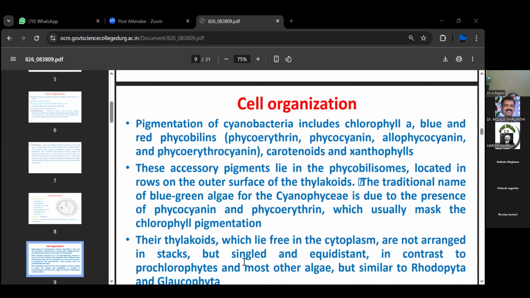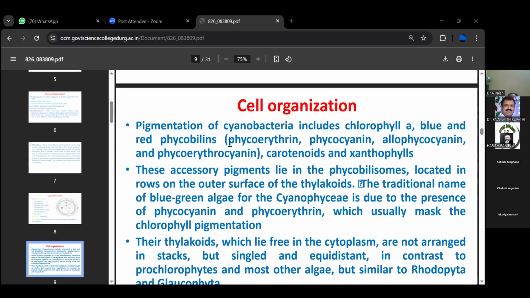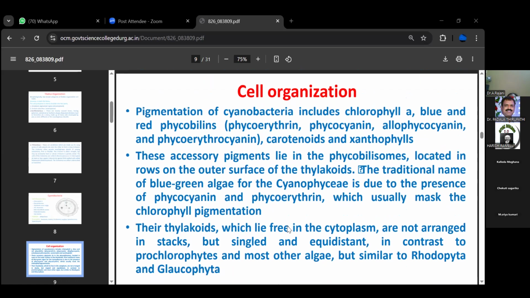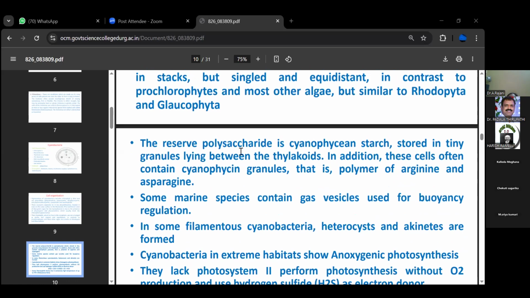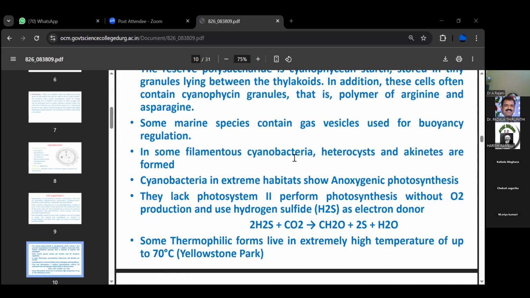I already explained, no? The cell organelles of cyanobacteria, the blue-green, contain phycocyanin and phycoerythrin. These pigments are found in cyanobacteria. And coming here, the reserve food material is polysaccharides. Sometimes marine species contain these gas vacuoles also. Now I will explain, these gas vacuoles are found in marine species for regulation.